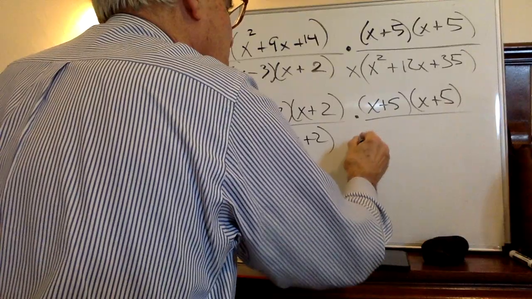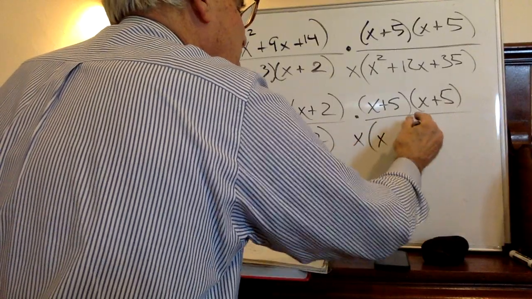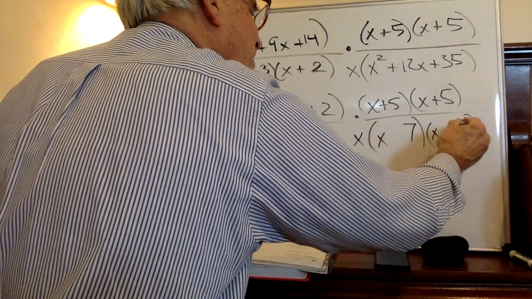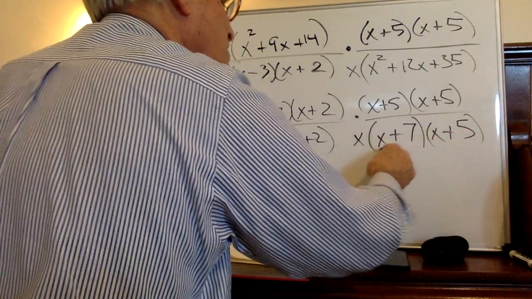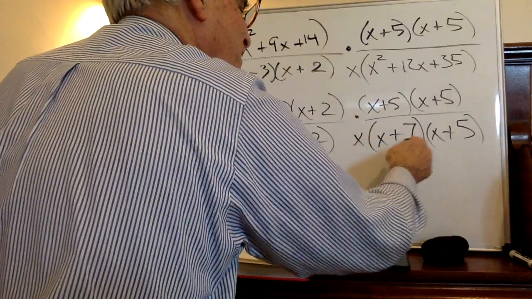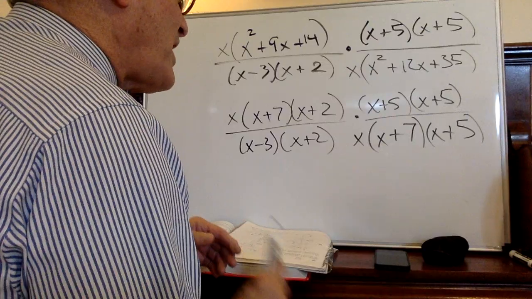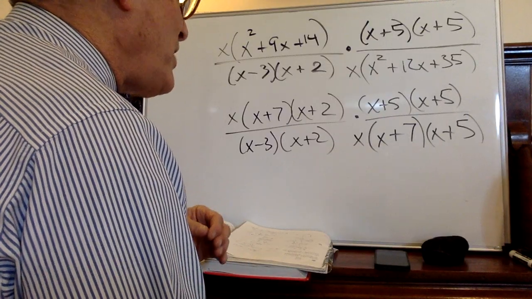The denominator is x times x and x. Factors of 35 are 7 and 5. They're both positive, which would yield a middle term of 12x. Plus 5 plus 7 is 12. Now I have everything completely factored. I have all multiplication in numerator and denominator.